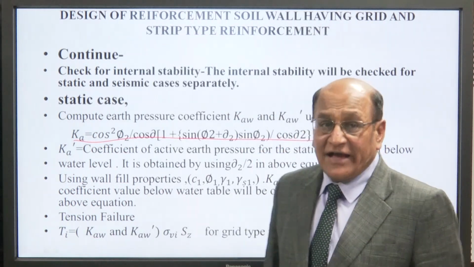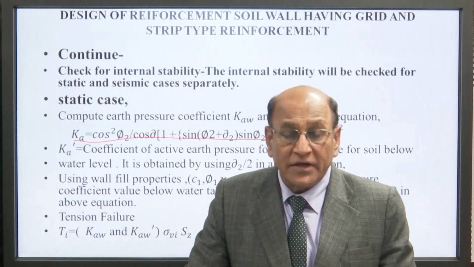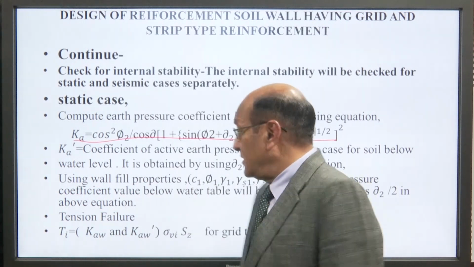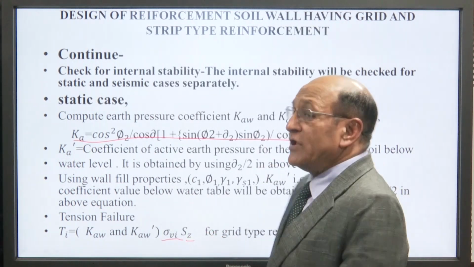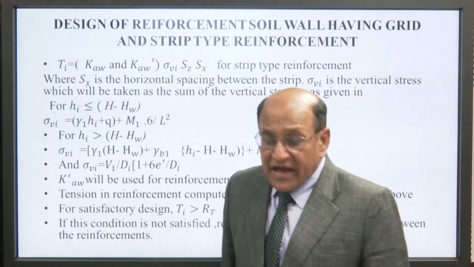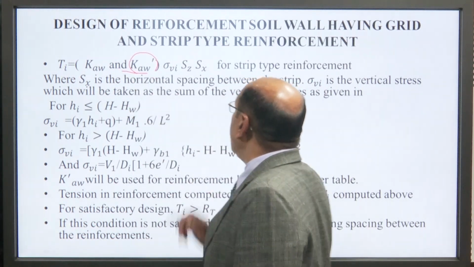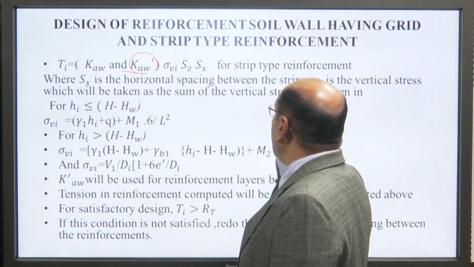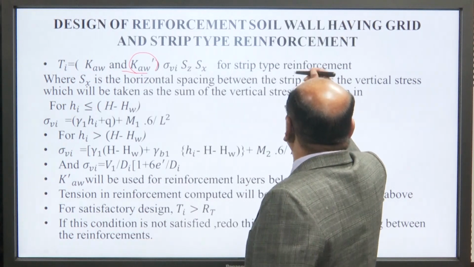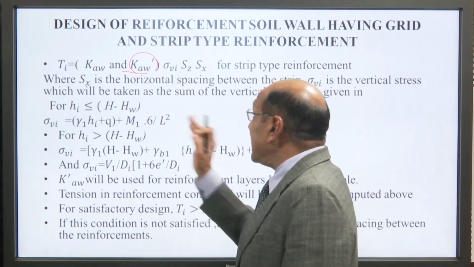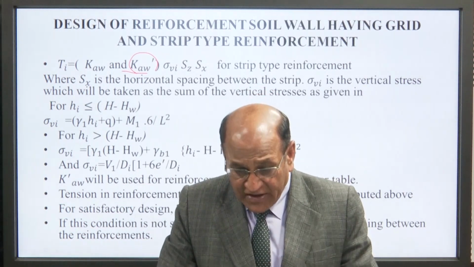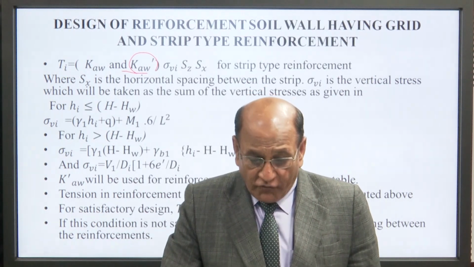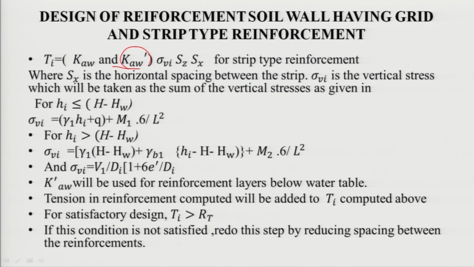The tension failure Ti, that will be KAW and KAW dash, sigma Vi and Sz for the grid type reinforcement. For Ti, KAW and KAW dash, sigma Vi, Sz, Sx for the strip type of the reinforcement, where Sx is the horizontal spacing between the strip, sigma Vi is the vertical stress which will be taken as the sum of the vertical stresses as given, for Hi less than or equal to H minus Sw.